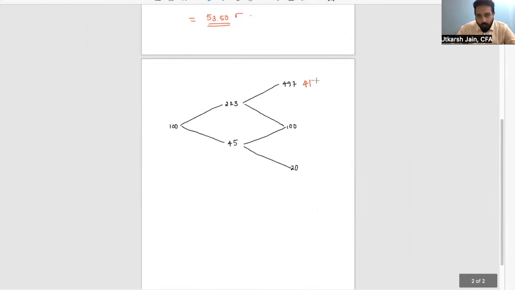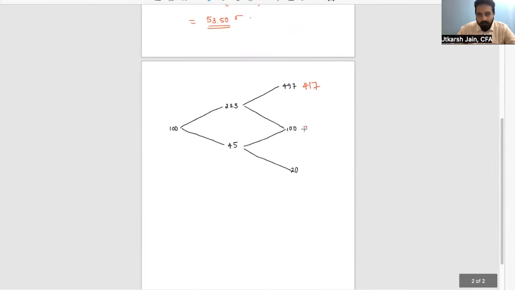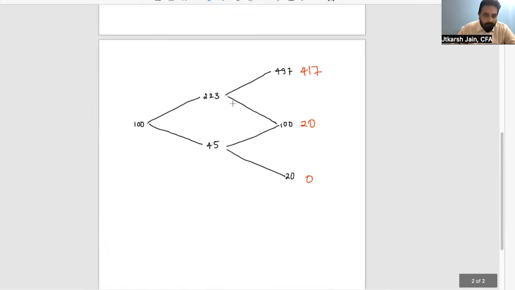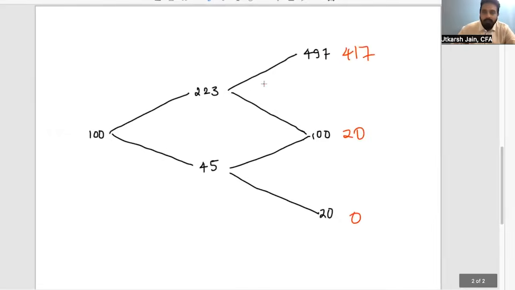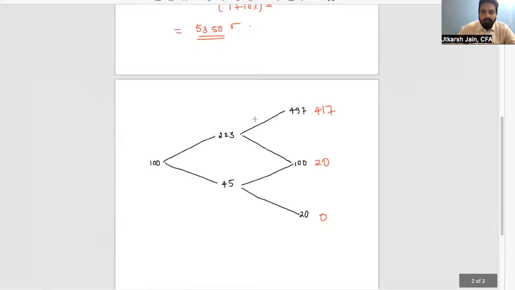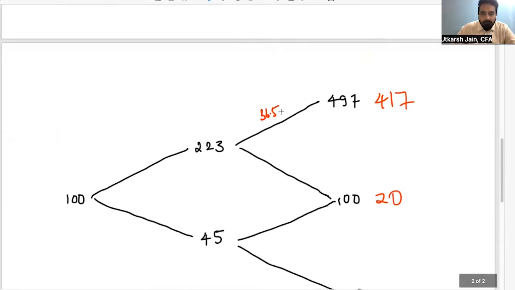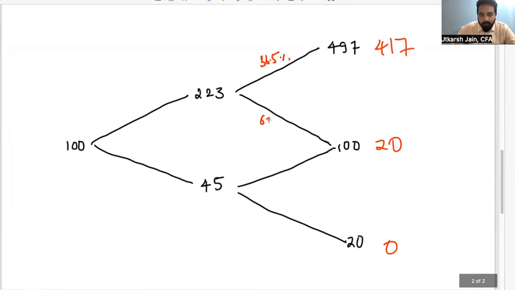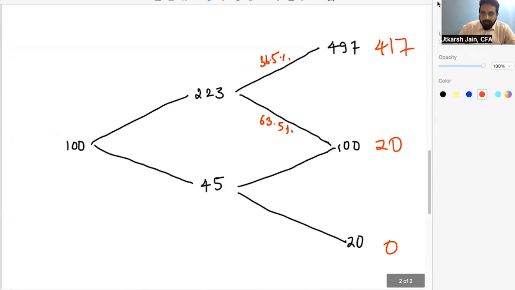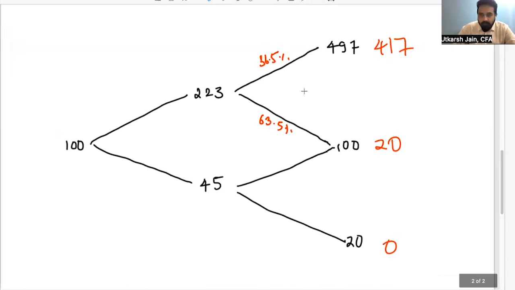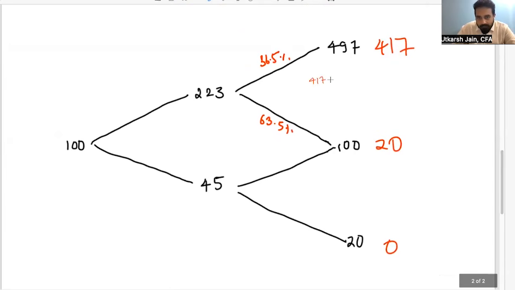First, you do the usual option pricing, 417. This is 20, this is 0. But this time around, you bring them back 1 period at a time. Okay, so how do you do it? 36.5 percentage and 63.5 percentage. Now, 36.5 and 63.5, here's how you're going to take an average of this. 417 into 36.5 plus 20 into 63.5. So what's the average price?